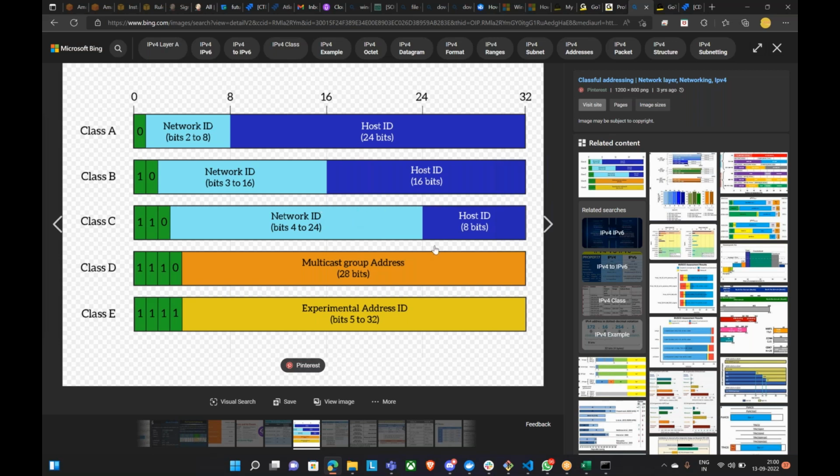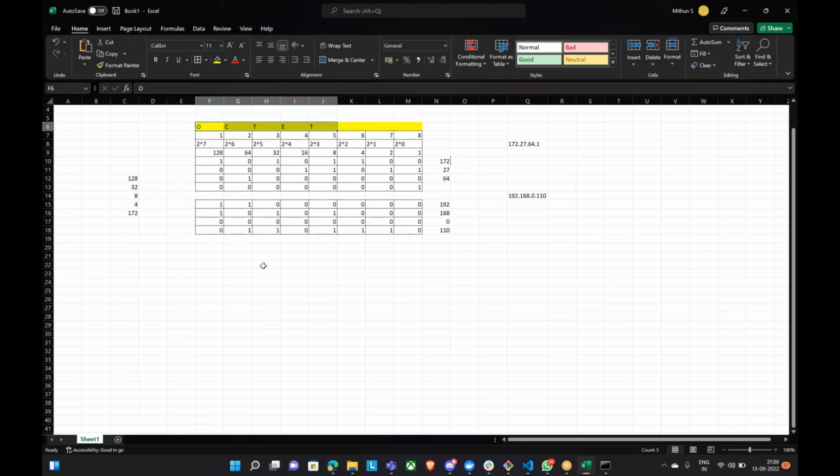Okay, so I will explain this in this manner. See, in any IP address there will be two parts. For example, if I take this one, in this IP address there are two elements. One is the network bit, and the other one is the host bit. So let me write here. The first one is the network bit and the second one is the host bit.